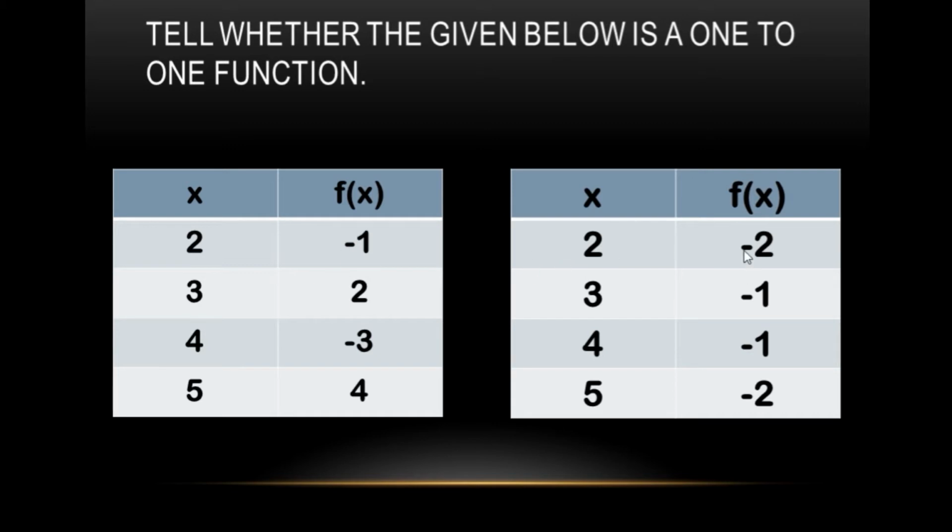And unlike this one, negative 2 naulit siya pareho, at negative 1 naulit din. So, this is not an example of a one-to-one function. That's using a table of values. So, you have to see your f of x or the y values if may naulit. Kapag may naulit, that is not a one-to-one function.